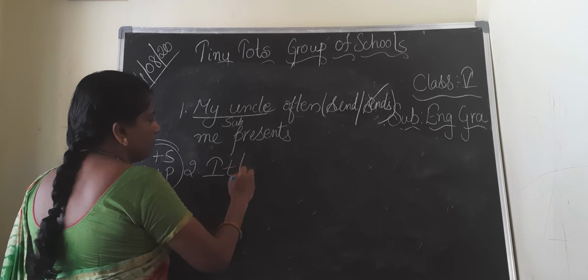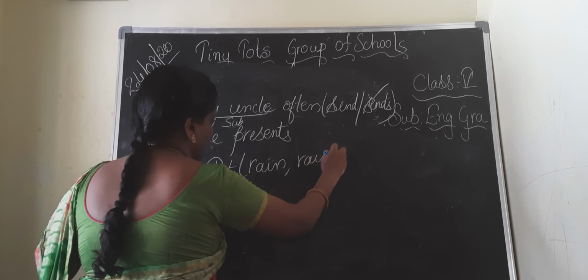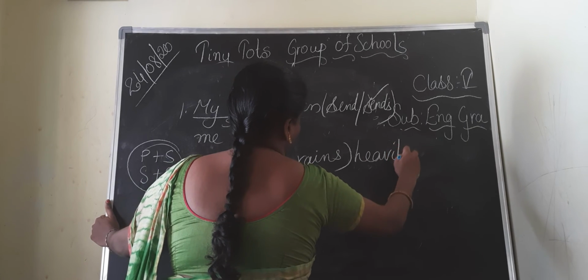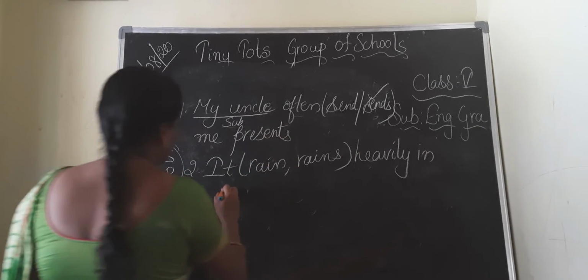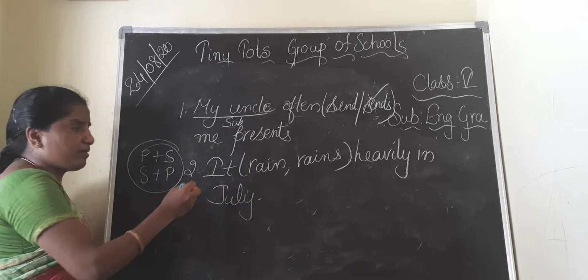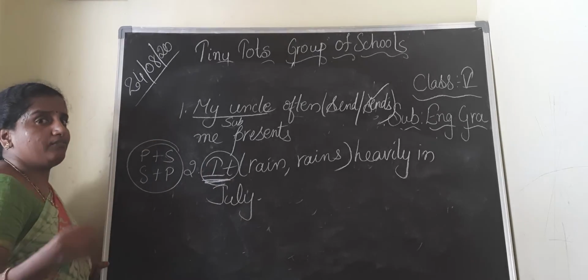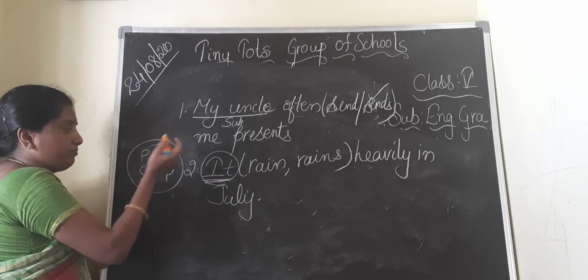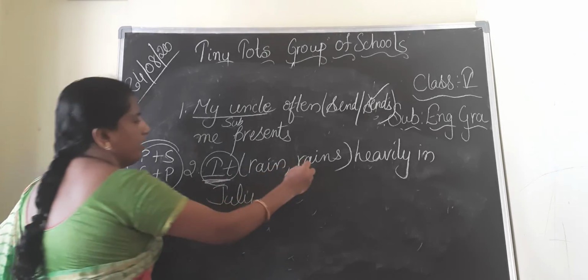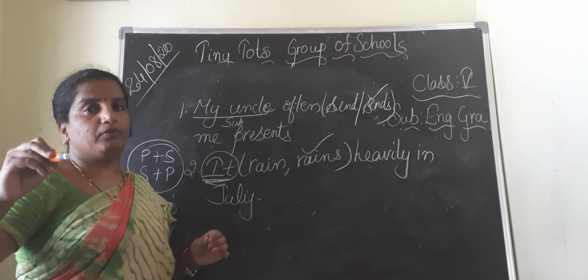It rain or rains heavily in July. Suppose this is a statement, children. Now if you observe the subject, it is one, not more than one, so it is singular. If the subject is singular, the verb should be plural. Okay, easily you can identify the correct verb form.